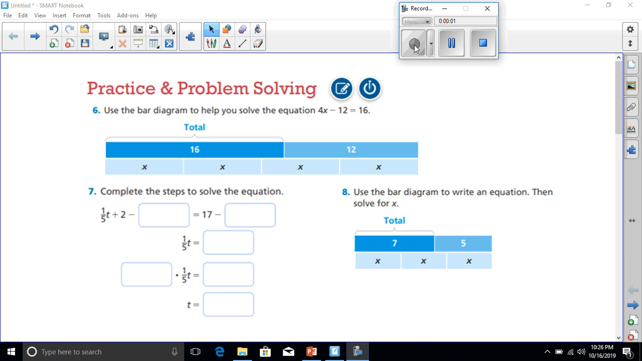All right, good evening, everybody. Today we're going to be doing the practice and problem solving for solving two-step equations. Let's begin with number 6, which means I'm doing all the even ones tonight.